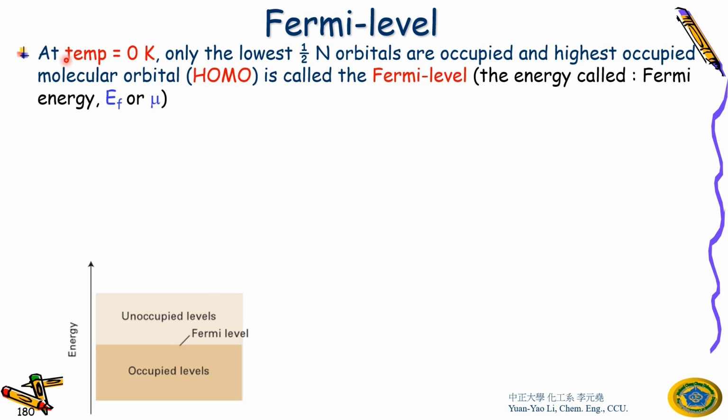So at the temperature K equal to 0 Kelvin, only the lowest half of the orbitals are occupied, and the highest occupied molecular orbital, sometimes we call HOMO, is called the Fermi level. This is called the Fermi level. The Fermi level is the level up to which all the electrons are occupied when the temperature is 0.